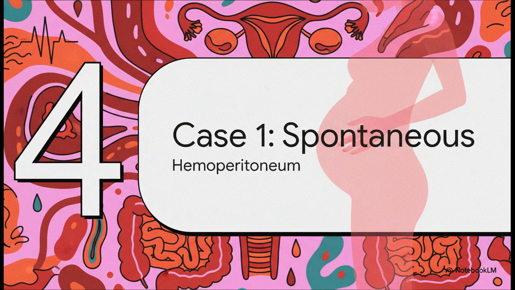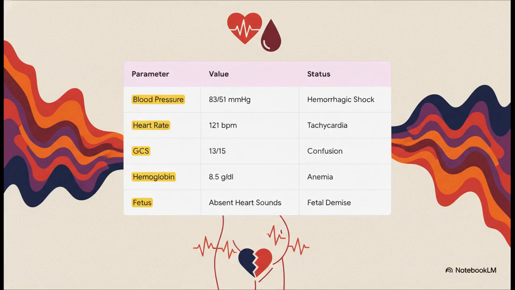Okay, theory is one thing. Now let's see how these principles hold up in a real-world, absolute nightmare scenario. This first case is a 26-year-old woman, first pregnancy, 30 weeks along, who shows up with a rare and catastrophic bleed. So the patient arrives, and she is in extremis.